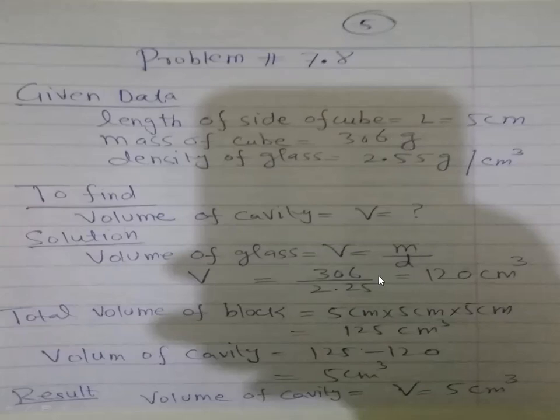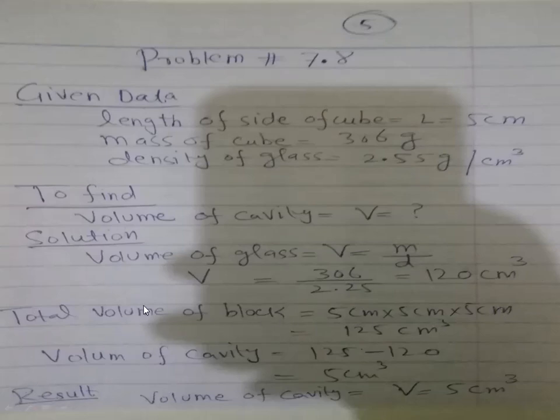Mass is 306 and density is 2.55. Please write 5 here instead of 2. There's a small mistake. Instead of writing 2, you write 5. 306 divided by 2.55, you will get 125 centimeter cube. You don't need to convert this into meter cube because our answer is in centimeter cube.